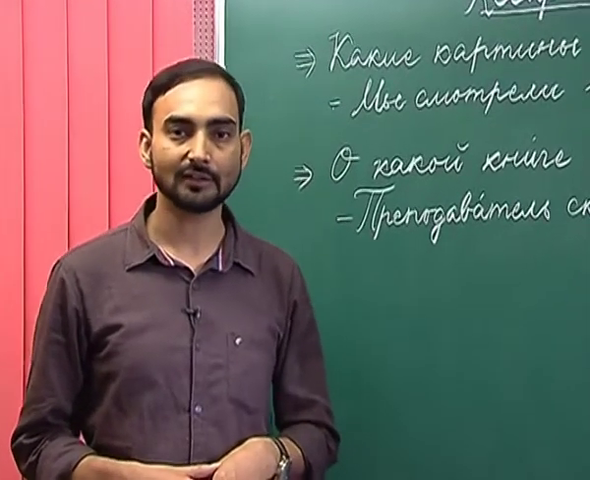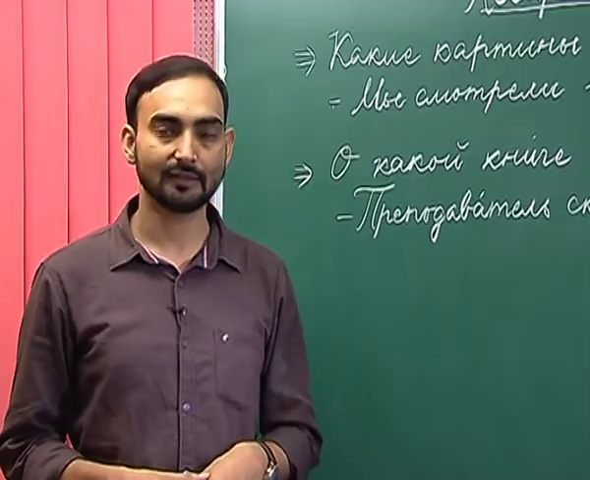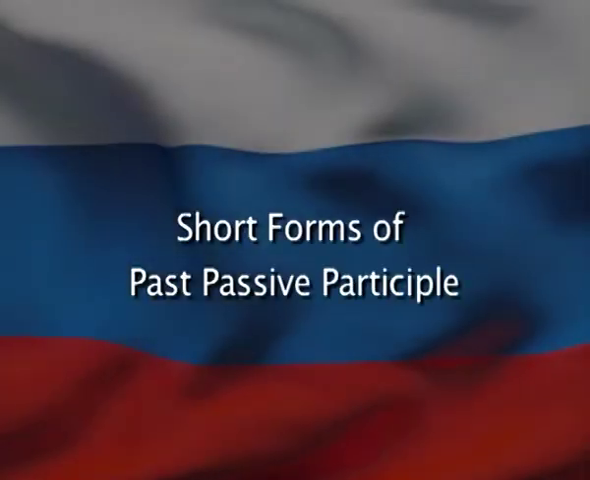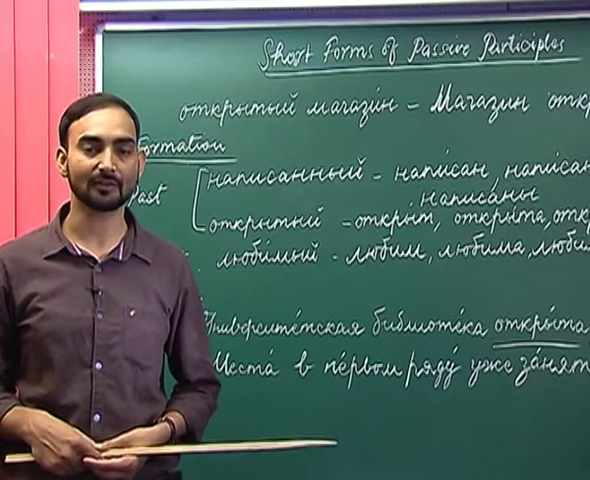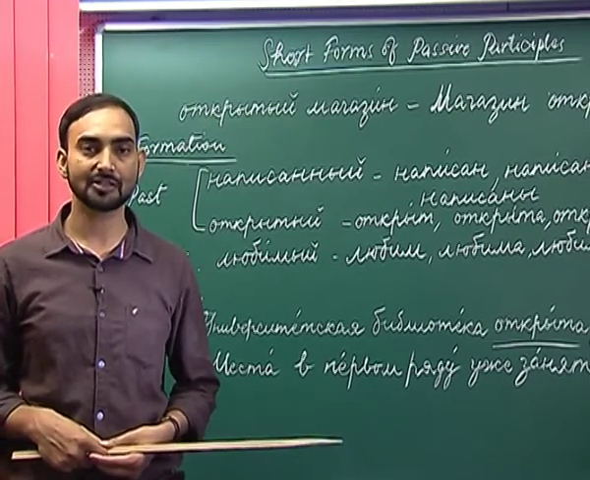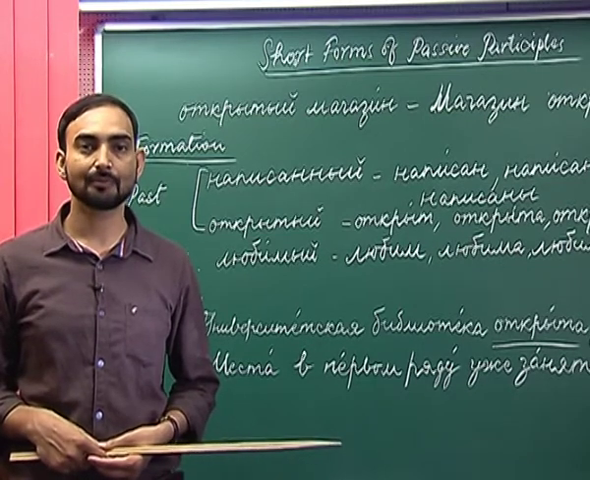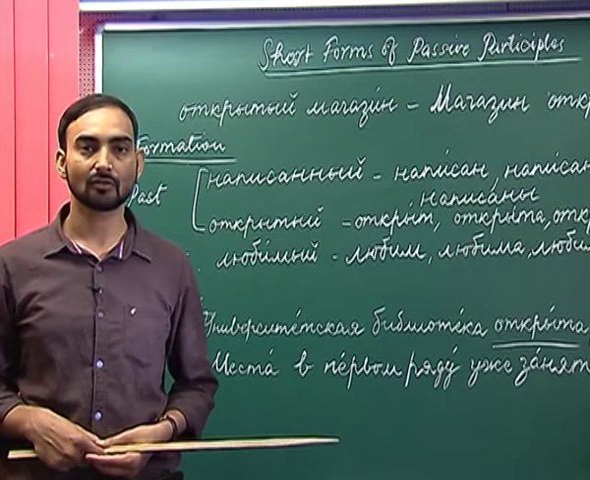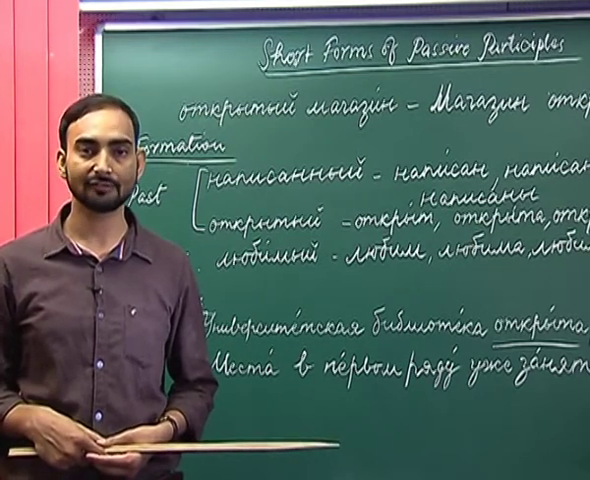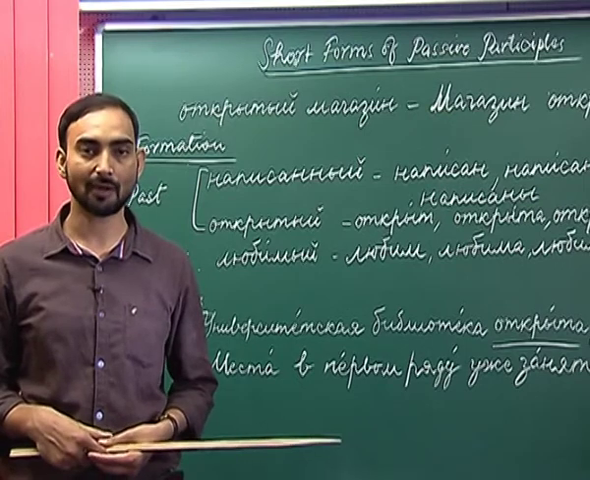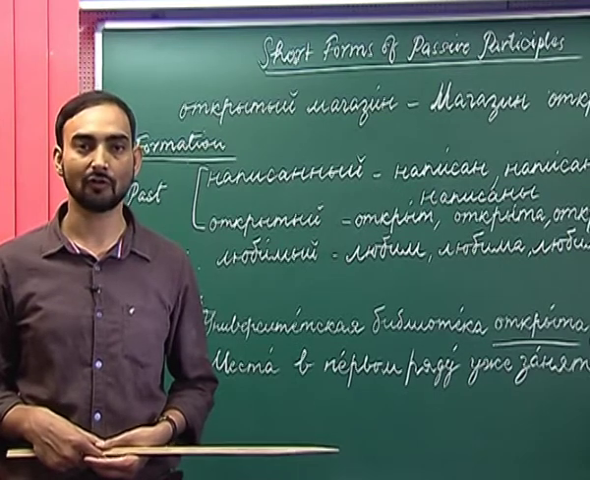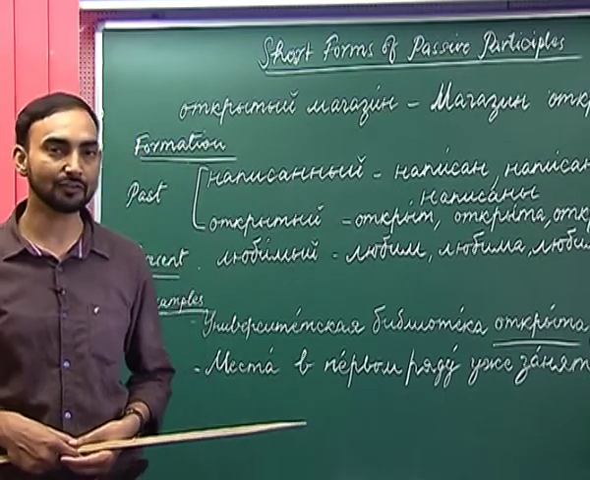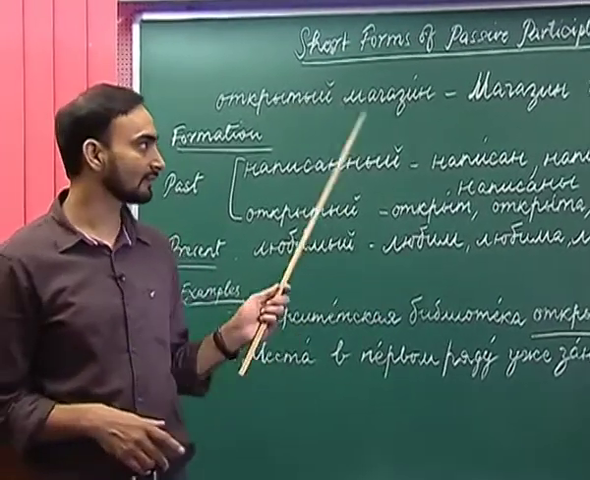Now we will start the topic that we are going to discuss in this lesson. Today we will talk about the short forms of passive participles. Let me first mention that the present participles, or the active participles, do not have short forms, they only have full forms, but the passive participles have short forms as well as full forms. So, how do we use them? That we have to discuss.